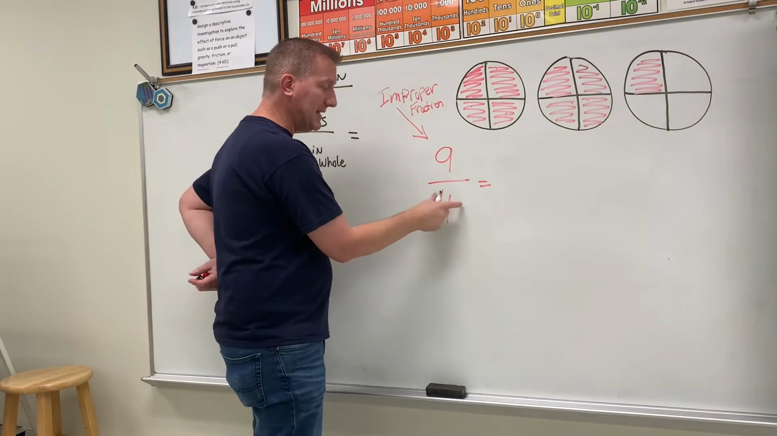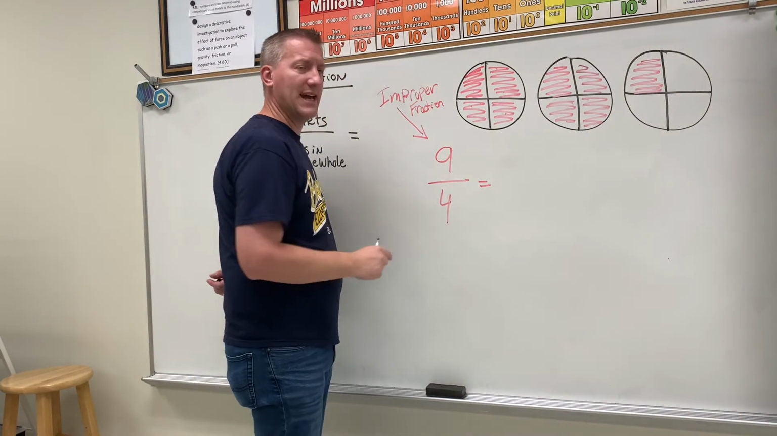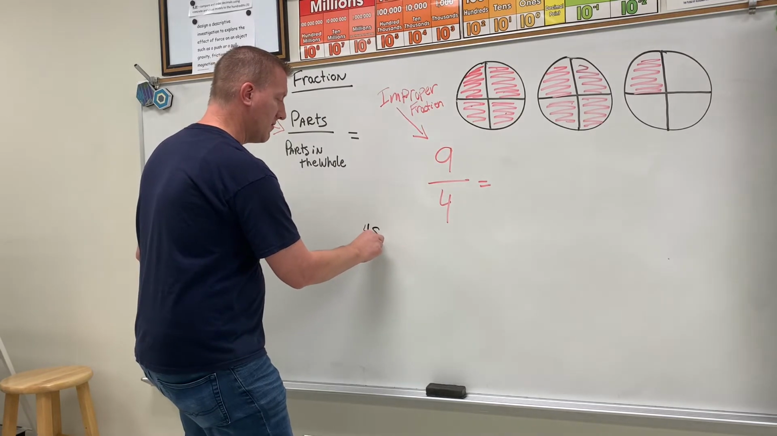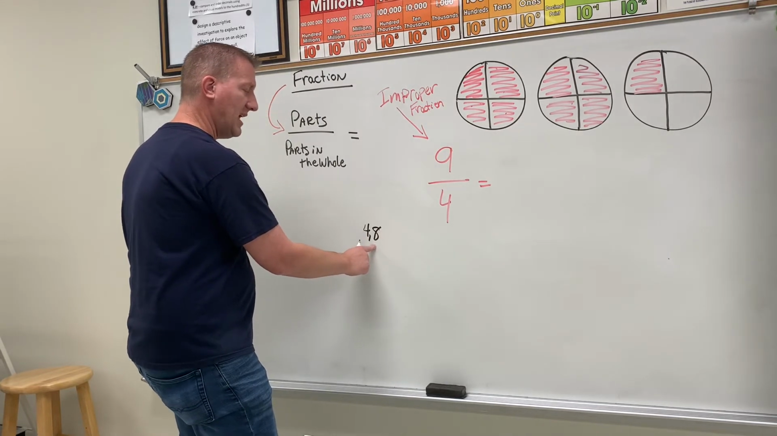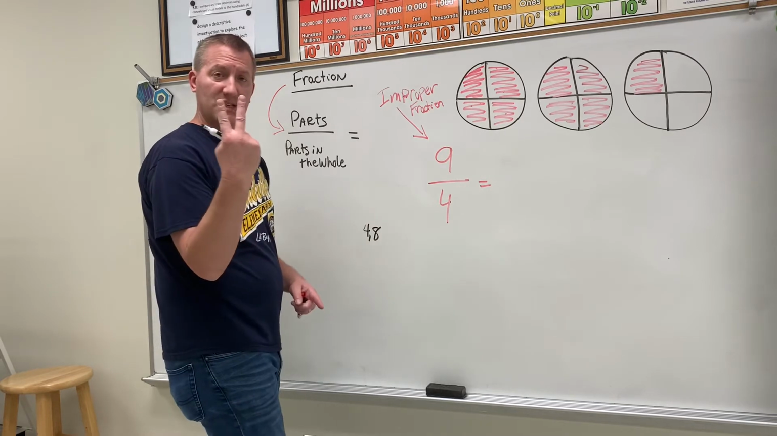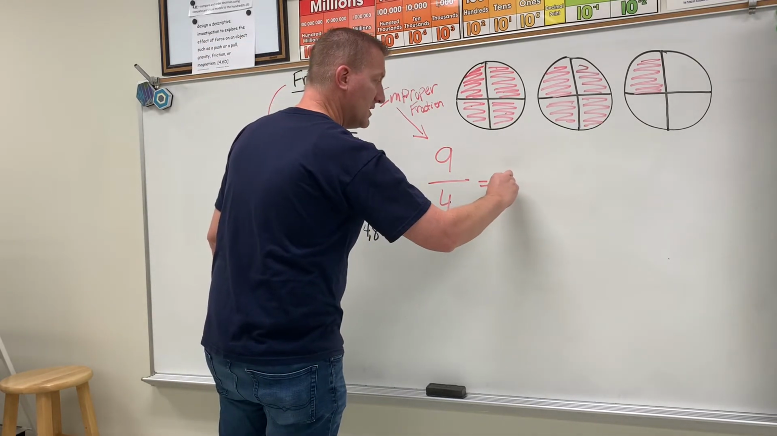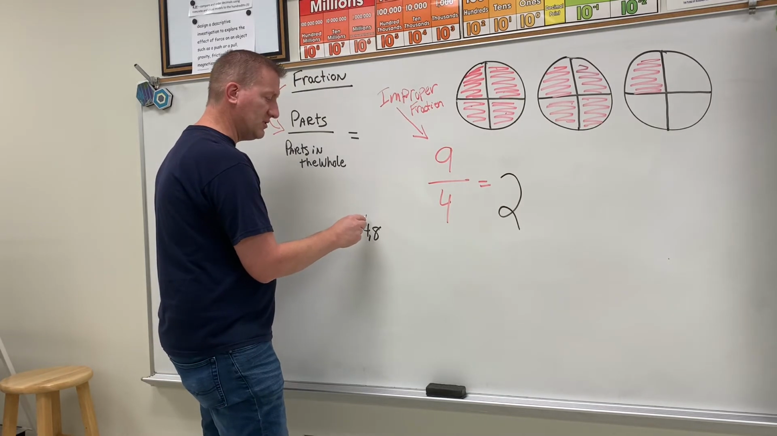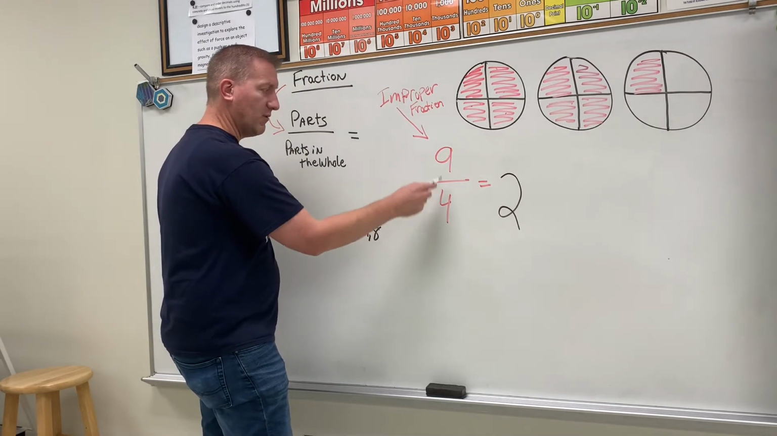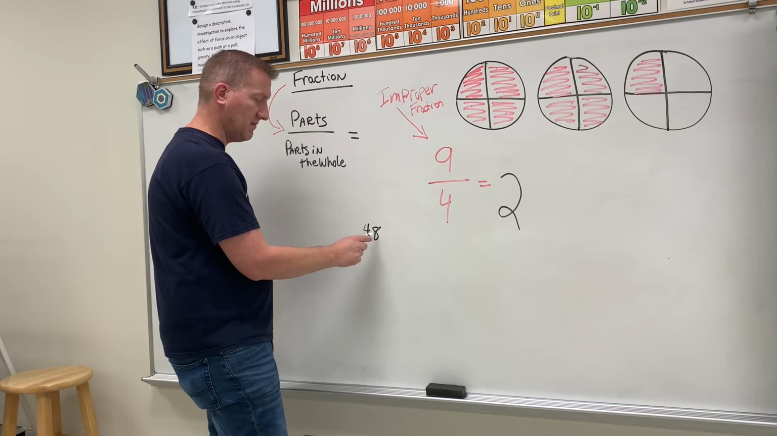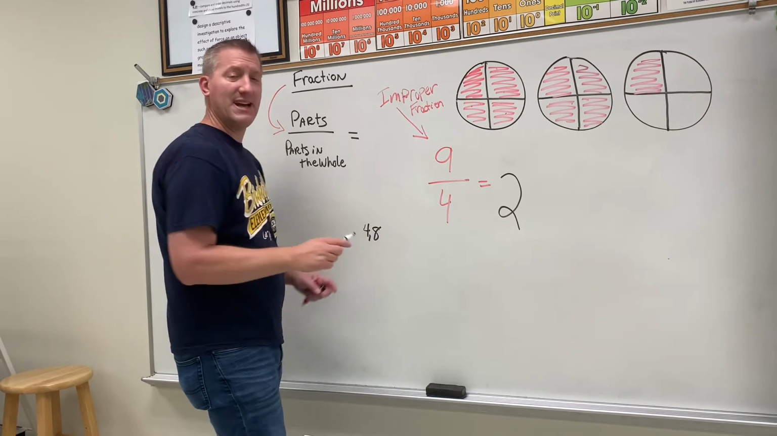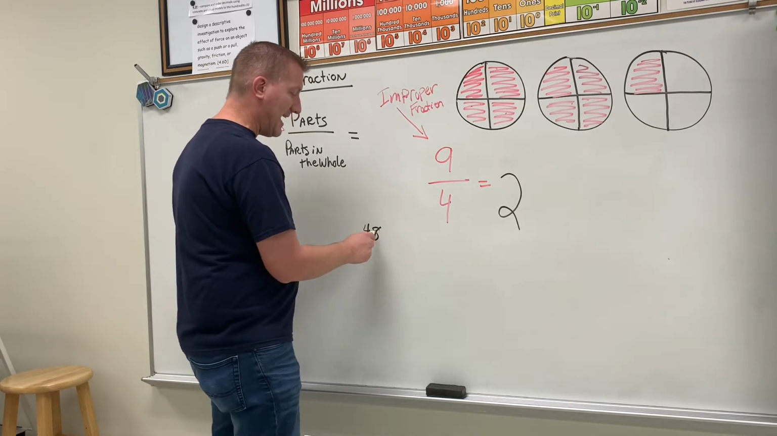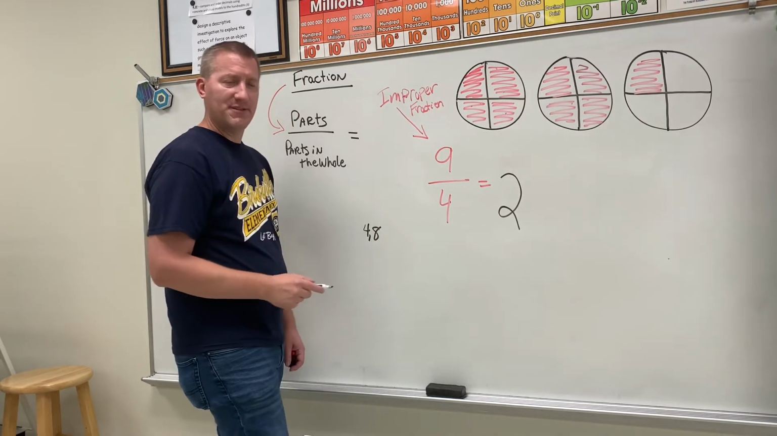So how many times does 4 go into 9? Well, if you don't know, skip count. 4, 8, so it goes in 2 times. So that becomes your whole number. 4 goes into 9, 4, and then 8, and you can't go over. So it goes in 2 times, and then you say, how many is my leftover?